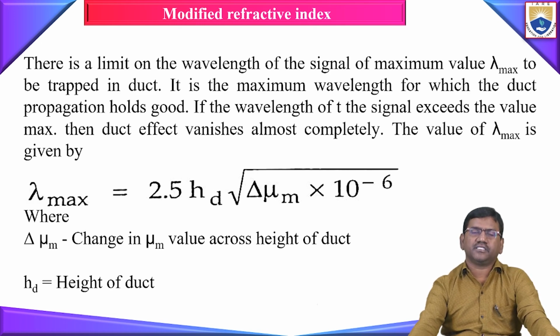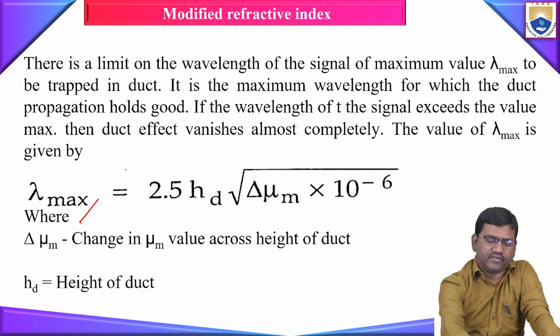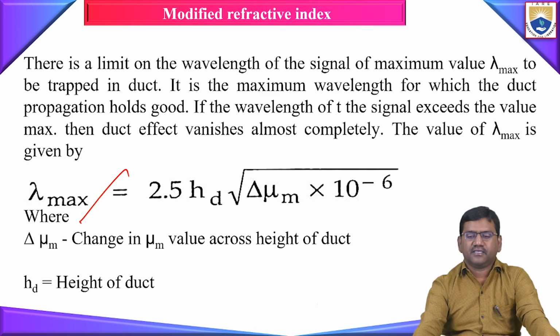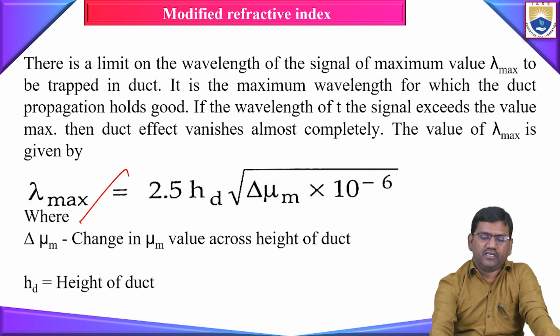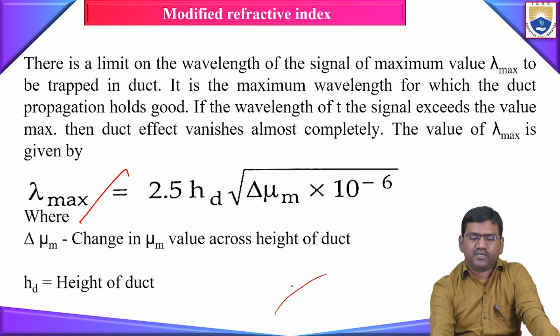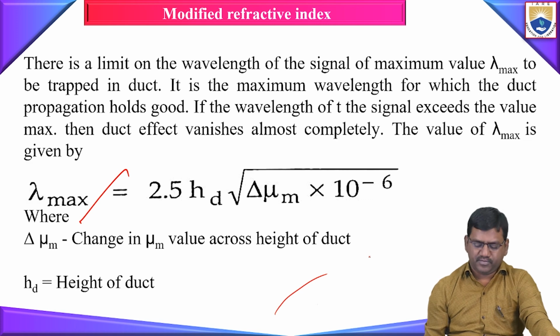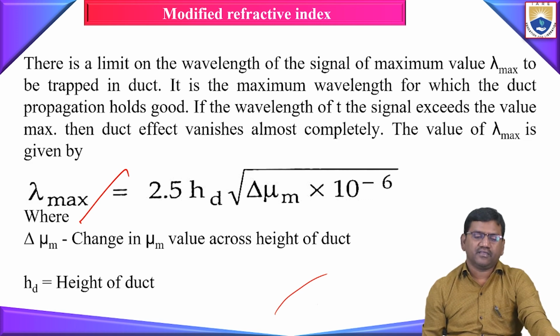So duct propagation is possible only up to this wavelength, given by 2.5 HD into root of delta M into 10^-6. Beyond this value, the electromagnetic rays will try to escape into free space. Beyond the lambda max value, the electromagnetic rays will vanish completely into free space. They will not be reflected above the lambda max value.